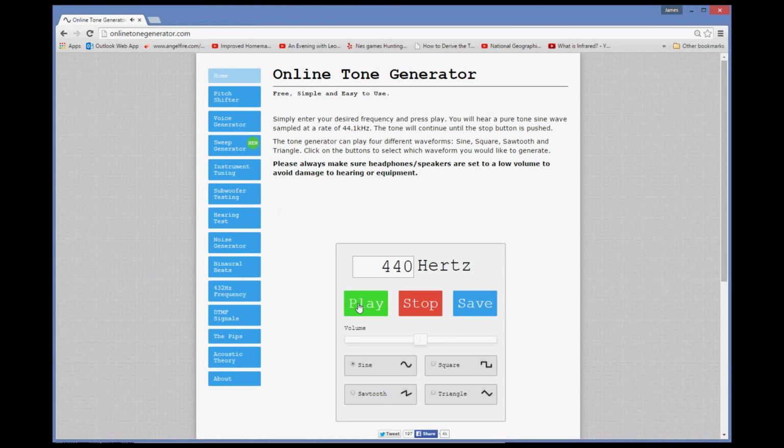You can hear that just fine. What about 9,440 hertz? Whoa, much higher frequency. But what is the highest frequency that your ear can hear?